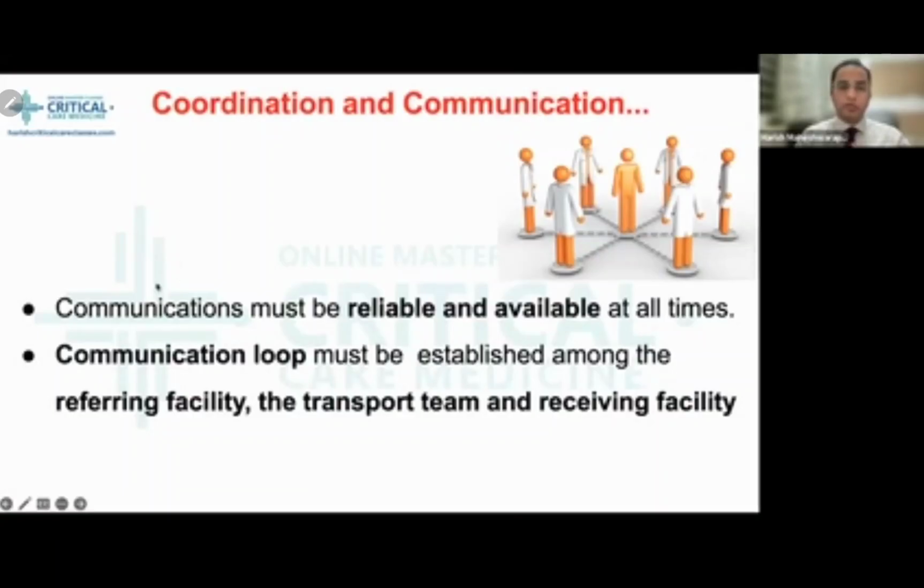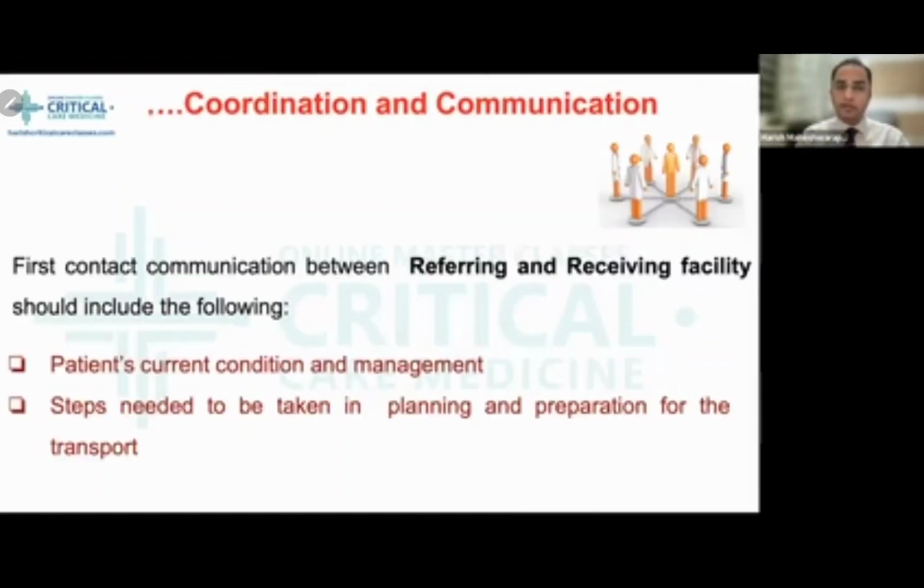Coordination and communication must be reliable and available at all times. A communication loop must be established among the referring facility, the transport team, and the receiving facility. Means the team who is referring should give a message to the receiving facility about the probable time of reaching that hospital, the clinical condition of the patient, and what the receiving facility should be ready with. They might need to arrange an operation theater immediately, or the patient may need some intervention, radiology, or neurological procedures. That needs to be clearly communicated to the receiving facility also.